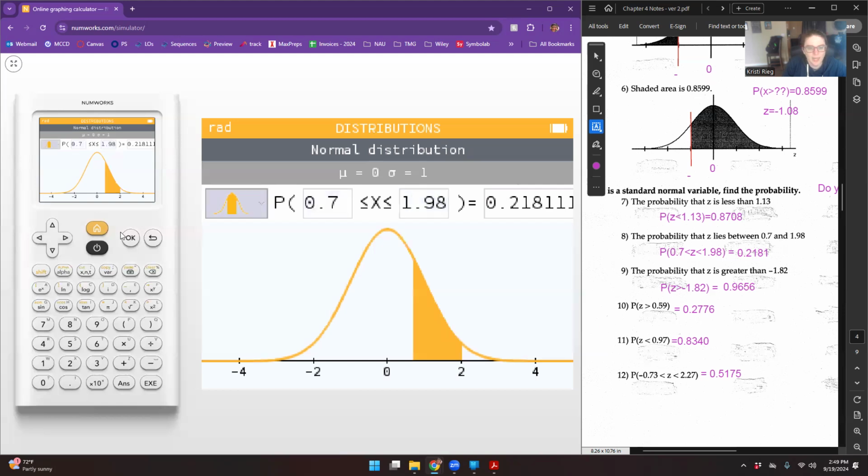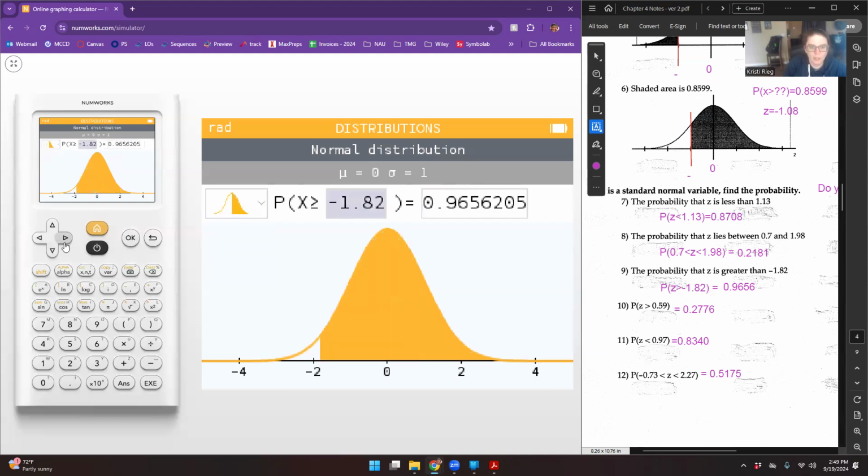Okay, number 9, greater than negative 1.82. So we have 9656. Perfect. 10, we're still at greater than, which is where I'm at right now. So I'm just going to go back to the typing in right here. And I want to do 0.59, which gives me 2776, rounded to 4 decimals.